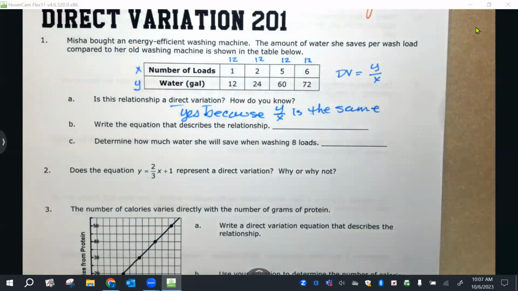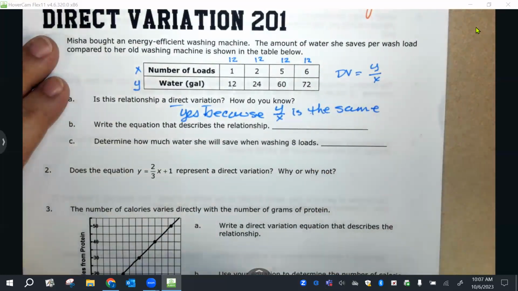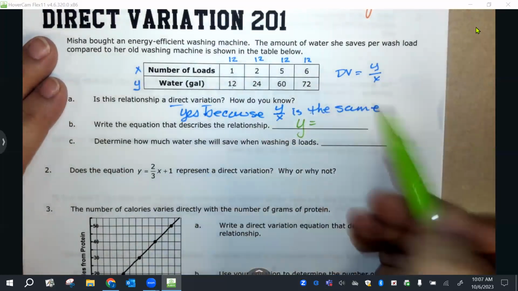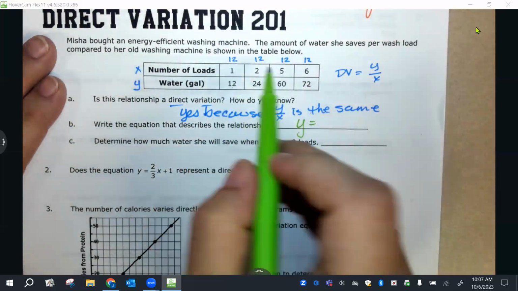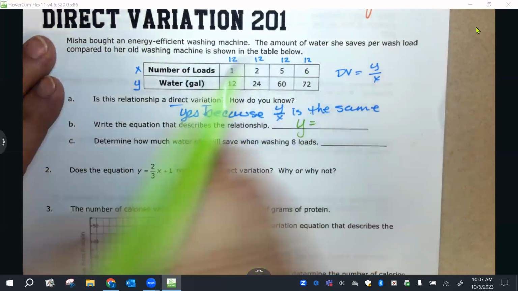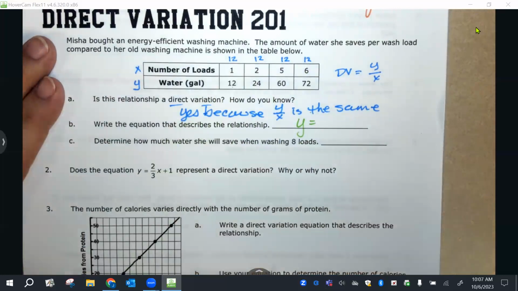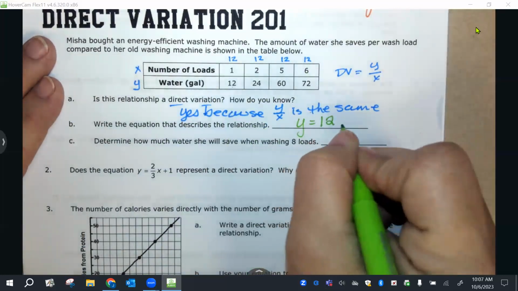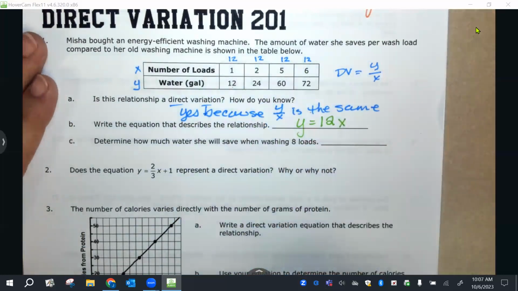B says, write the equation that describes the relationship. Well, remember, we start equations with y equals my constant of variation, constant of proportionality, k value, whatever you want to call it, was 12. So we're going to write it as y equals 12x.